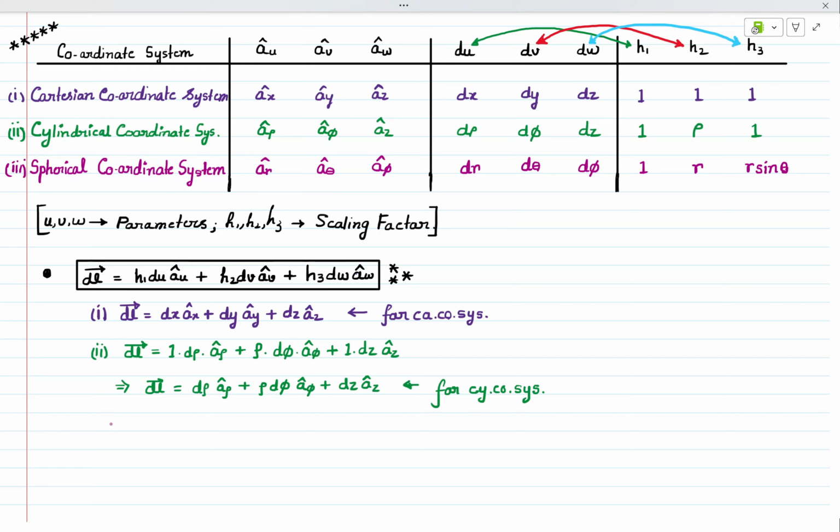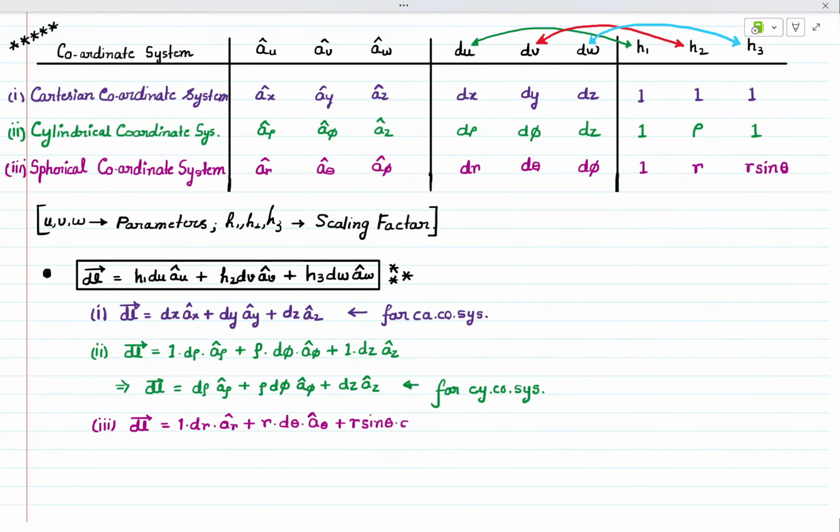In the same way, I can write it for the spherical coordinate system. The same formula I will follow here. It is 1 into dr into ar, plus r into d theta into a theta, plus r sin theta into d phi into a phi.